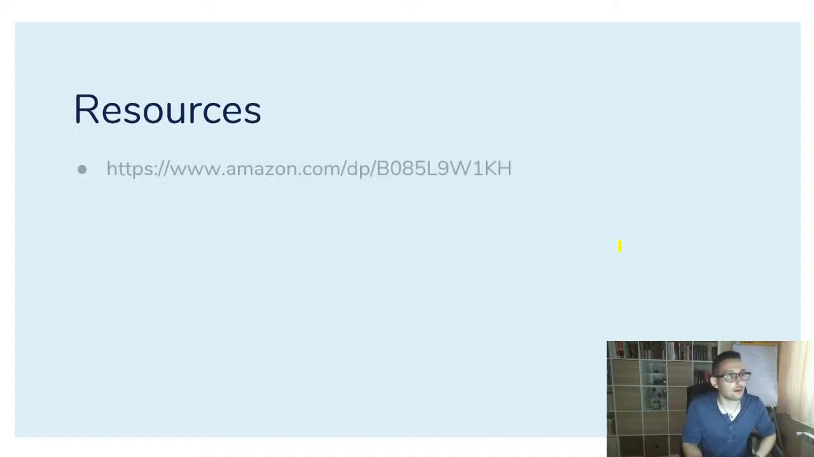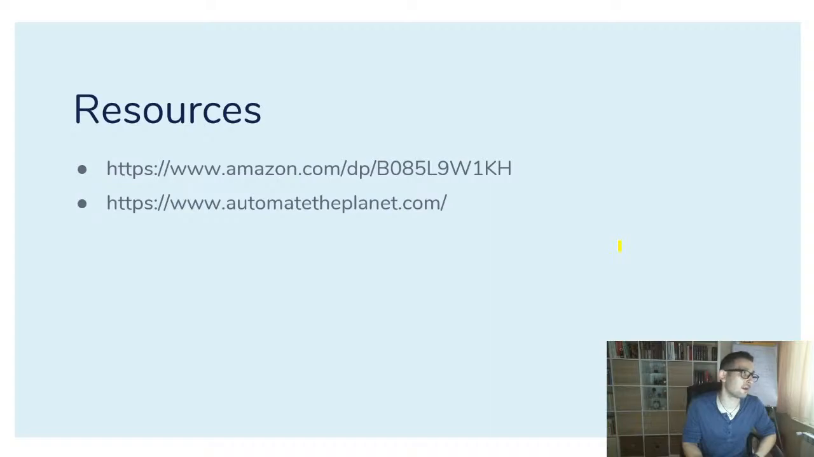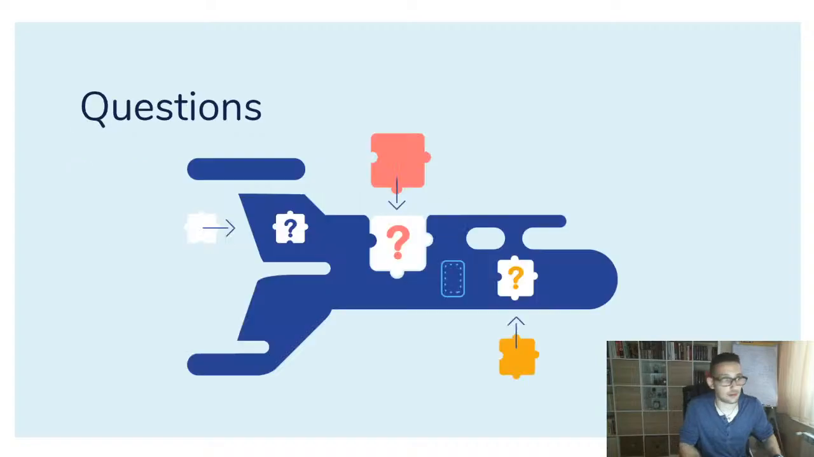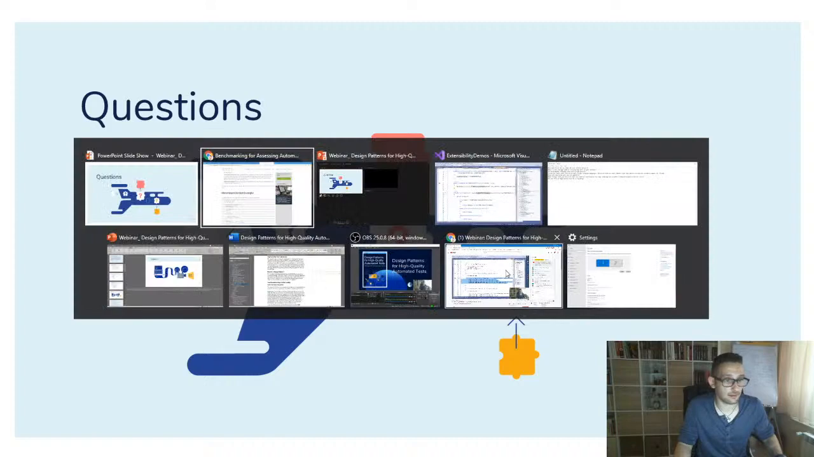Some of the resources: on Amazon, I already showed you where the book is. On Automate the Planet, there are over 250 free articles. Many people already read them, and this is why they like the book, etc. On BELLATRIX solutions, there are many coded examples for how you can get ideas for what you can do in your own framework. You can check all the sites. And now I will try to answer some of your questions. Again, you can ask some of them.